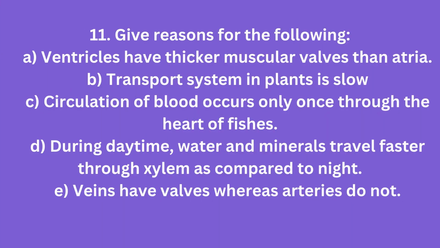11. Give reasons for the following. A. Ventricles have thicker muscular walls than atria. B. Transport system in plants is slow. C. Circulation of blood occurs only once through the heart of fishes. D. During daytime, water and minerals travel faster through xylem as compared to night. E. Veins have valves whereas arteries do not.